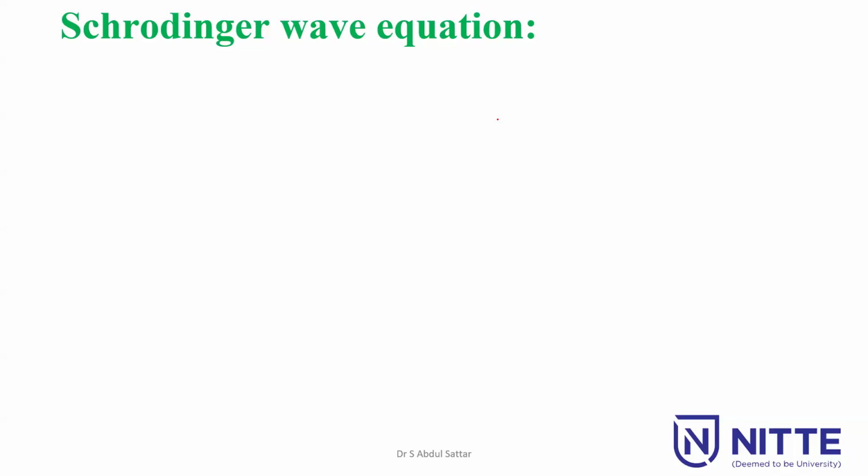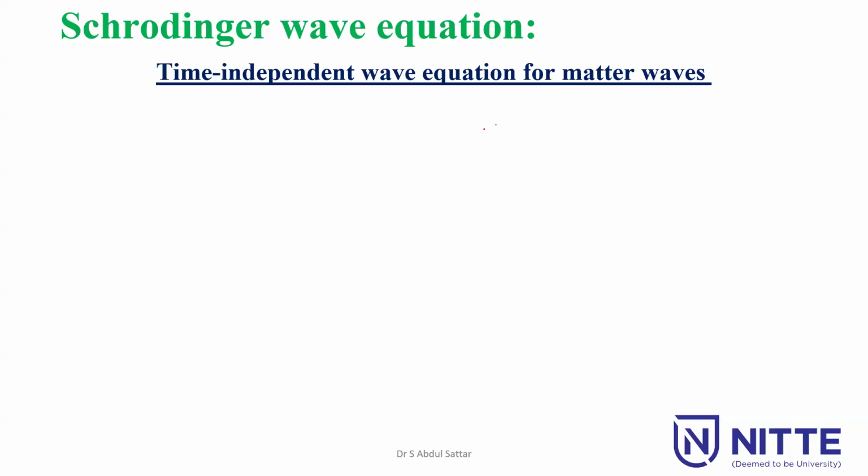Here in our lecture, we are going to derive Schrodinger's time-independent wave equation for matter waves. To derive this equation, there are different methods. But in the present lecture, we are deriving the Schrodinger wave equation by using the general wave equation of a wave.